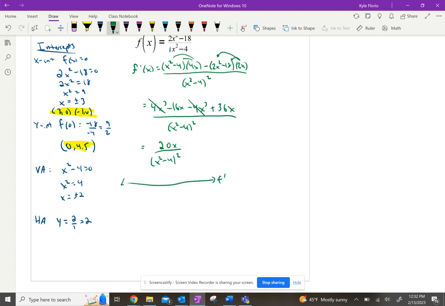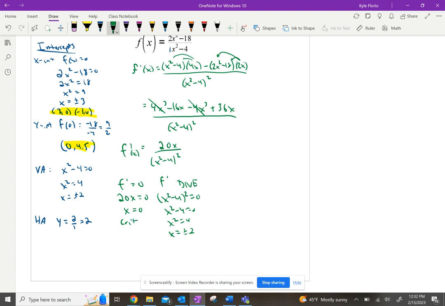Actually, before I do that, let's find out where the derivative is 0 and doesn't exist. I mean, you could probably do it in your head. The derivative equals 0 when the numerator equals 0. So when does 20x equal 0? Well, that's when x equals 0. The first derivative doesn't exist when you divide by 0. So that's when x squared minus 4 squared equals 0, which is when x squared minus 4 equals 0, which is when x squared equals 4, which is when x equals plus or minus 2.